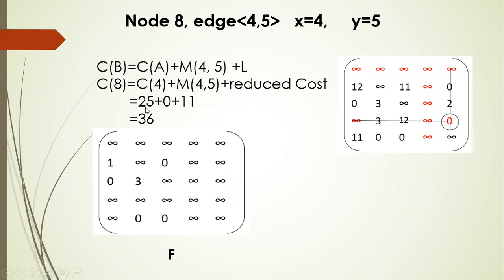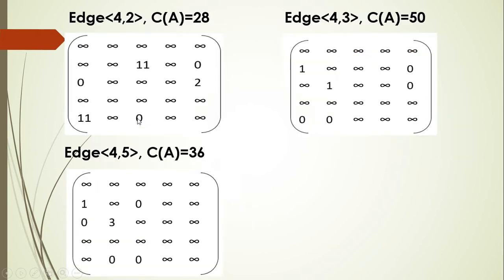Cost of 4 is 25. Total cost of journey from 4 to 5 is 0. Reduced cost is 11. So total cost is 36. So here for edge 4 to 2, we got the cost 28. For edge 4 to 3, 50. And for edge 4 to 5, it's 36.